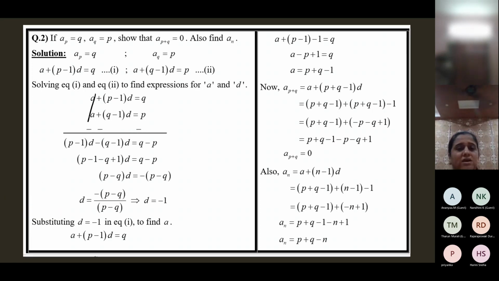Now we have eliminated A, so we are finding the expression for D. There should be only one D, so take out D common. See, this is one term and this is another term separated by a minus sign. D is common in both the terms, so take out D common. So you will write P minus 1 minus Q, minus into minus plus 1, is equal to Q minus P.